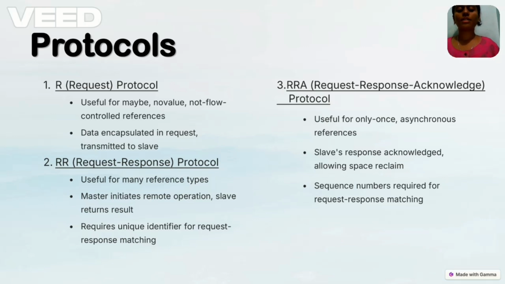and for masters that initiate remote operations like slaves that return results. It also requires a unique identifier for request and response matching. RRA is a request response acknowledged protocol that is useful for only once asynchronous references. The slave's response is acknowledged, allowing the space to be reclaimed. A sequence number is required for request response matching.